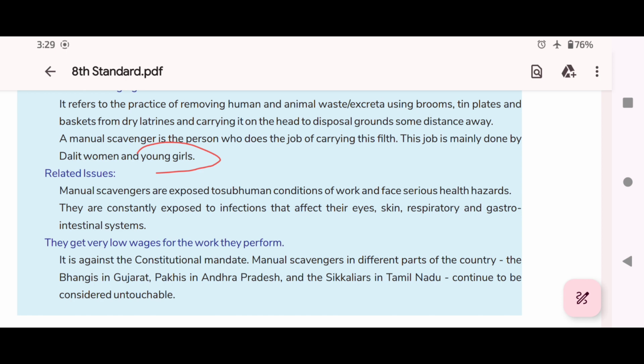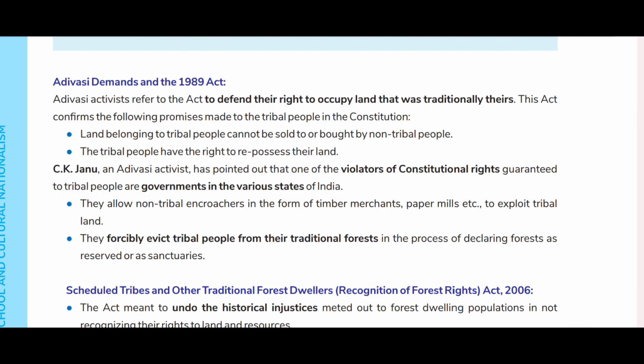Related issues. Manual scavengers are exposed to subhuman conditions of work and face serious health hazards. They are constantly exposed to infections that affect their eyes, skin, respiratory and gastrointestinal system. They get very low wages for the work they perform. It is against the constitutional mandate. Manual scavengers in different parts of the country, the Bhangis in Gujarat, Pakhis in Andhra Pradesh and the Sikkaliars in Tamil Nadu, continue to be considered untouchable.